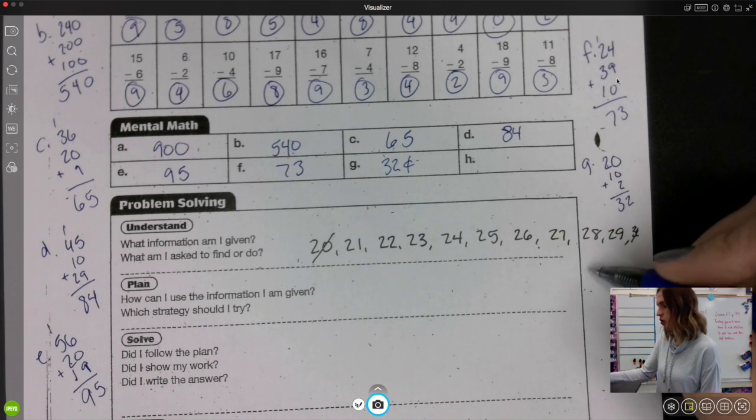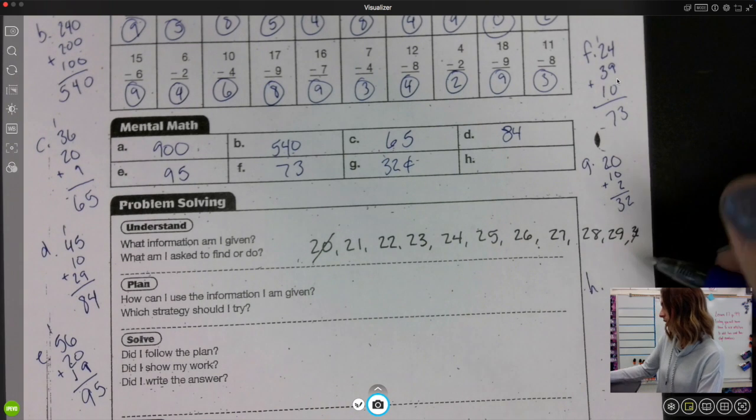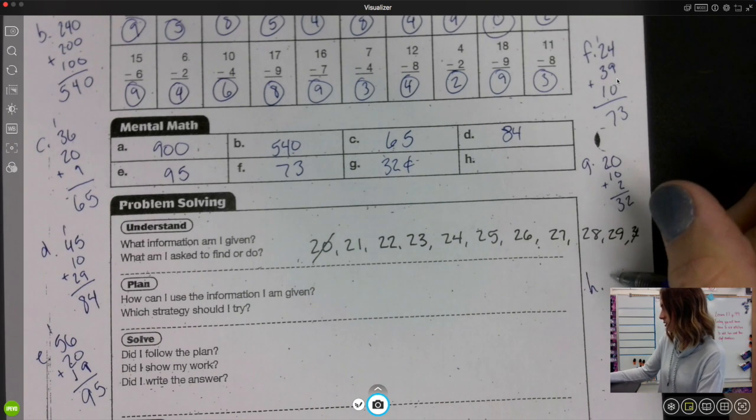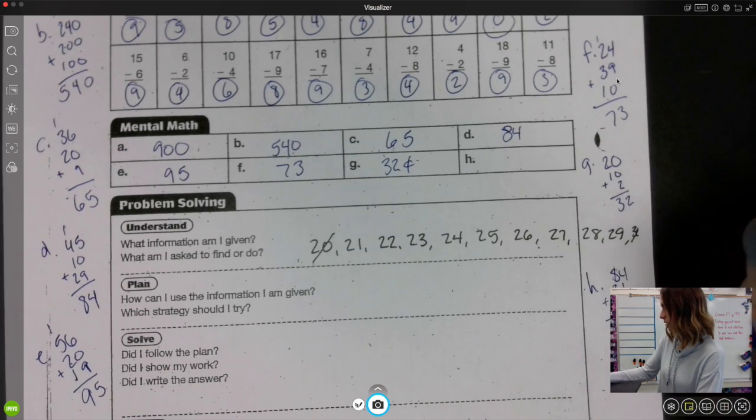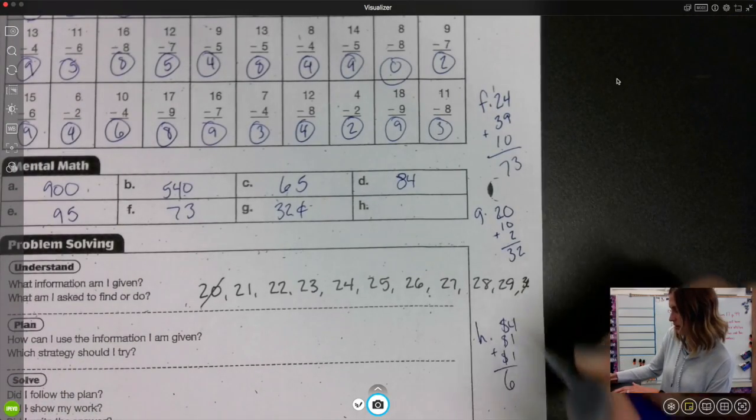H says, what's the total cost of a $4 sandwich, a $1 bag of pretzels, and a $1 drink? So my sandwich is $4, my pretzels are $1, my drink is $1. 4 plus 1 plus 1 is 6. So I get $6.